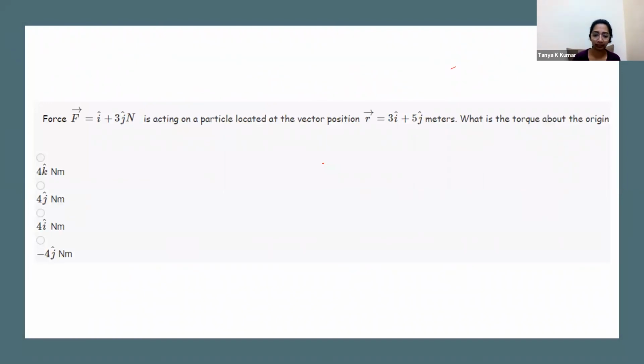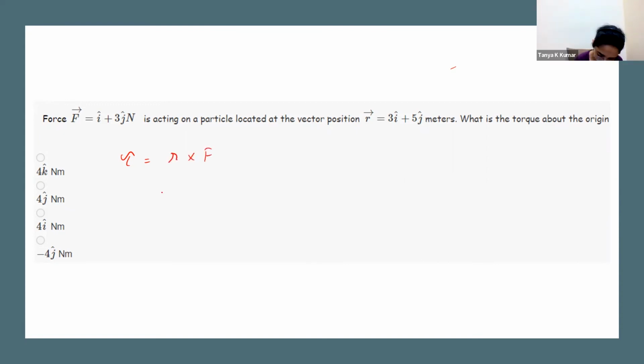Now we'll look into the questions of week 8. Force F is given. It's acting on a particle located at the vector position R. What is the torque about the origin? What is the equation for torque? Torque is force into distance, yes, so perpendicular. So torque is, sorry, it's R cross F.